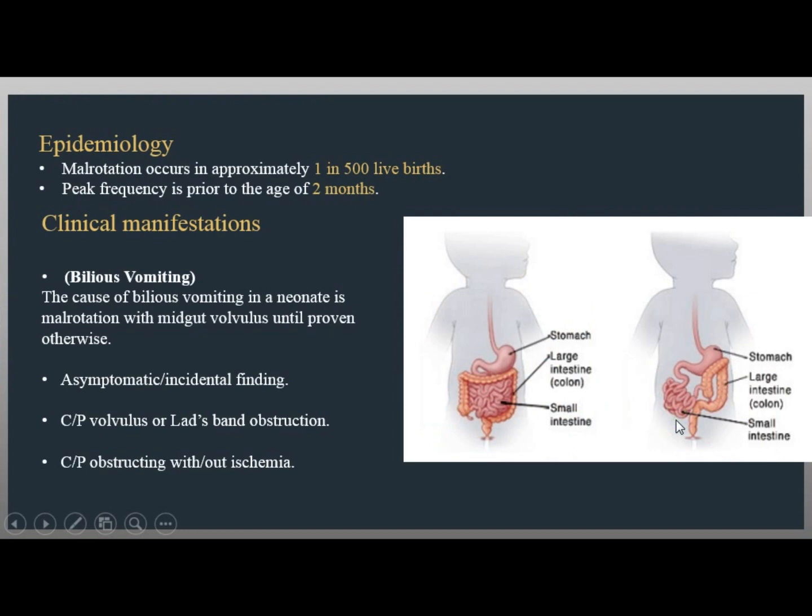Next slide, please. Malrotation occurs in approximately 1 in 500 live births, and its peak frequency is at 2 months. Usually, any child presenting with bilious vomiting should have malrotation excluded, because the most common sign of presentation in neonates is bilious vomiting. Sometimes the patient might be asymptomatic with an incidental finding. There might be associated volvulus or Ladd band obstruction, with or without ischemia.